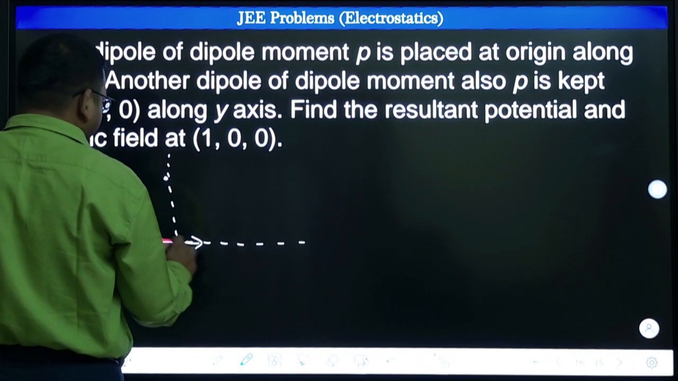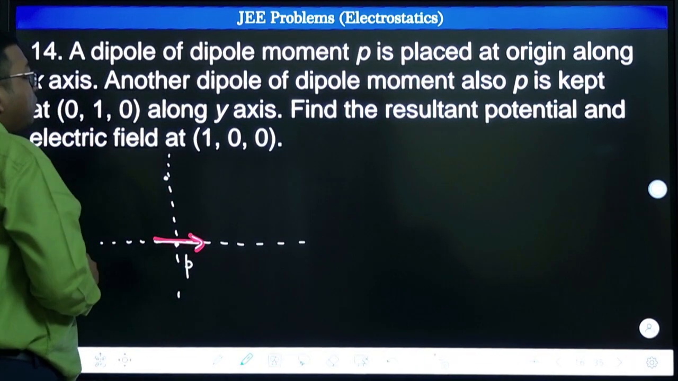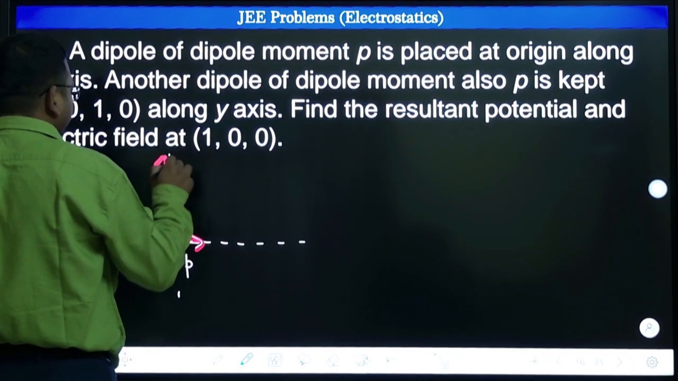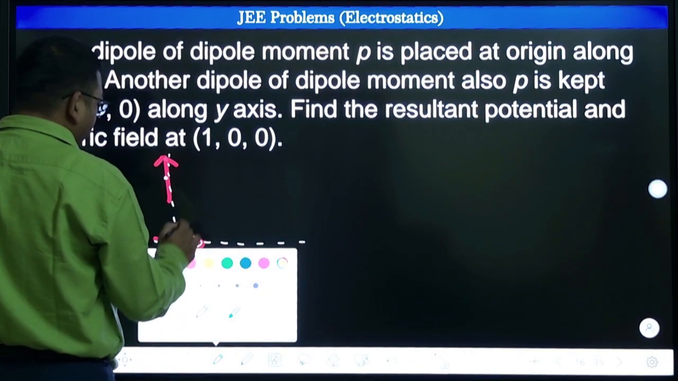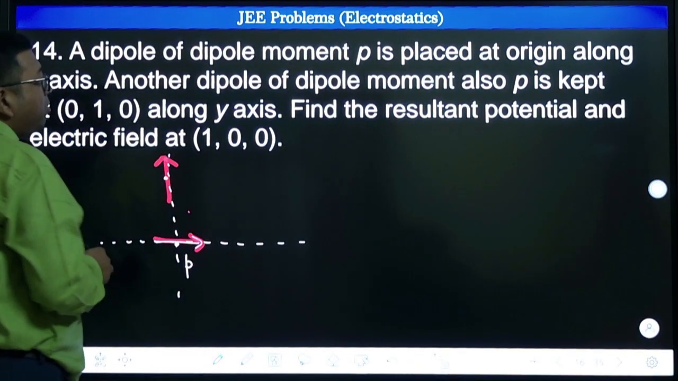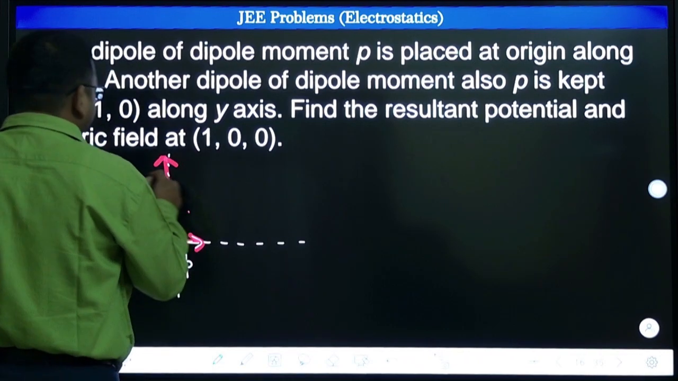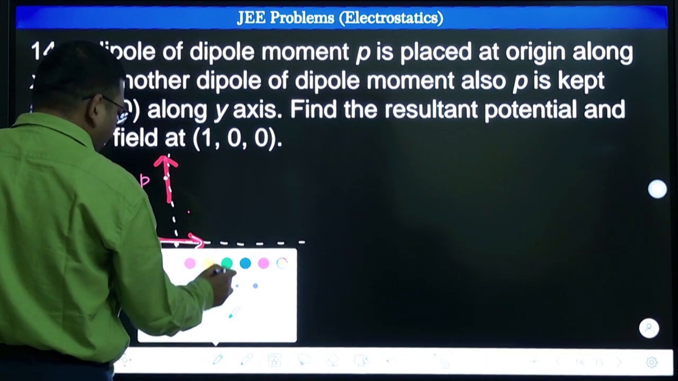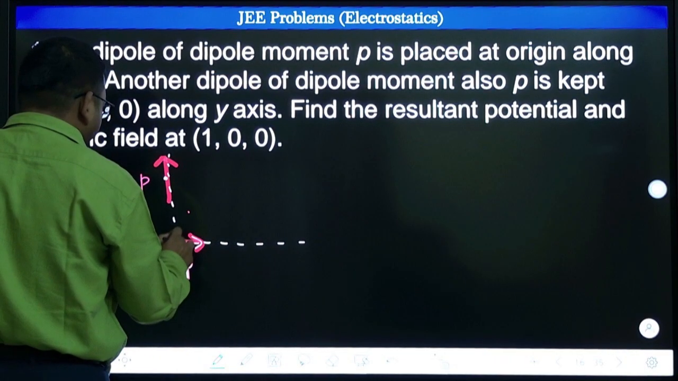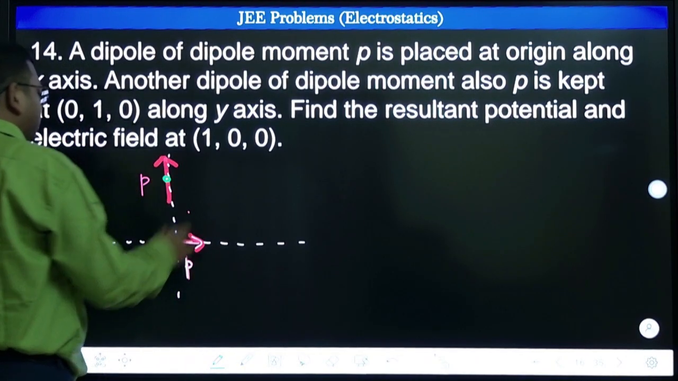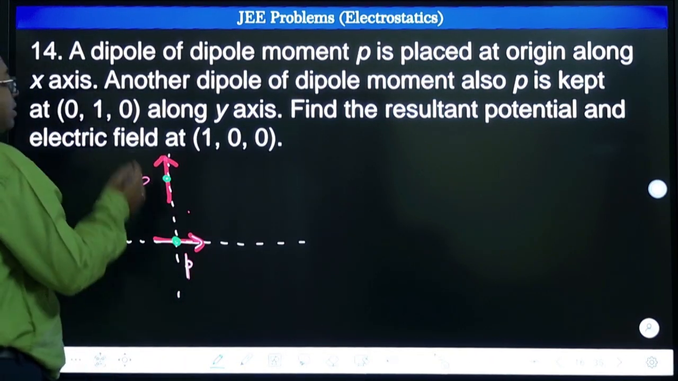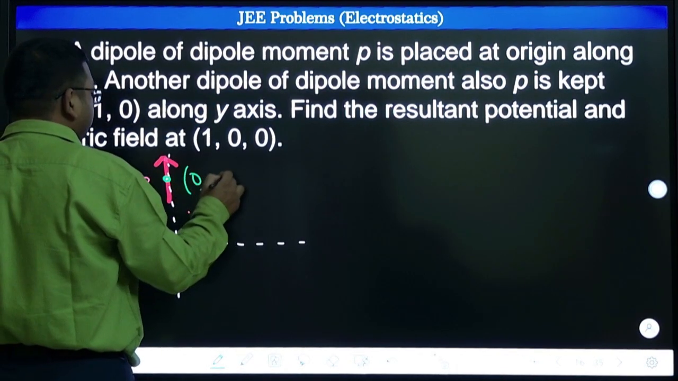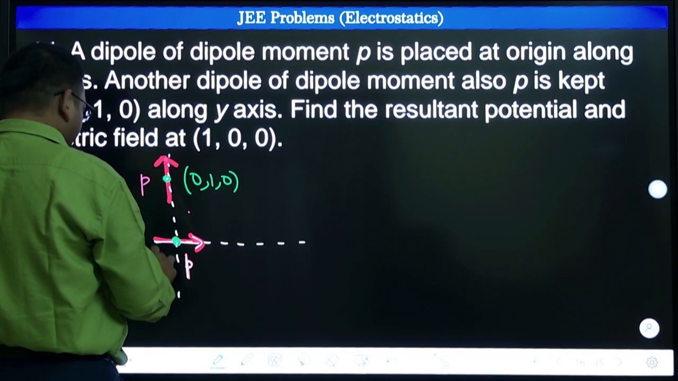So this is one dipole moment. Another dipole moment is kept along the y-axis this way. Both have the same dipole moment p. One of them is at the origin, and the other's center is given at (0, 1), and this one is of course at (0, 0).